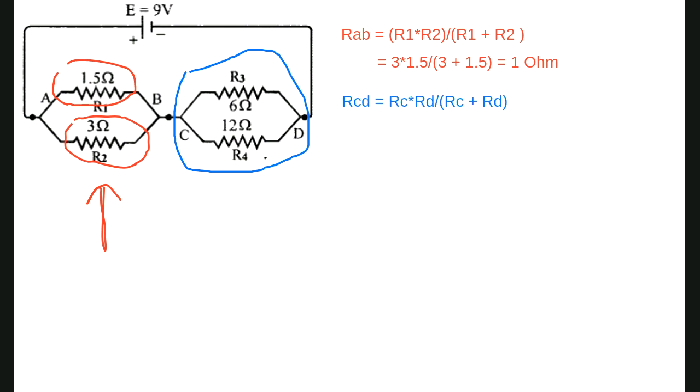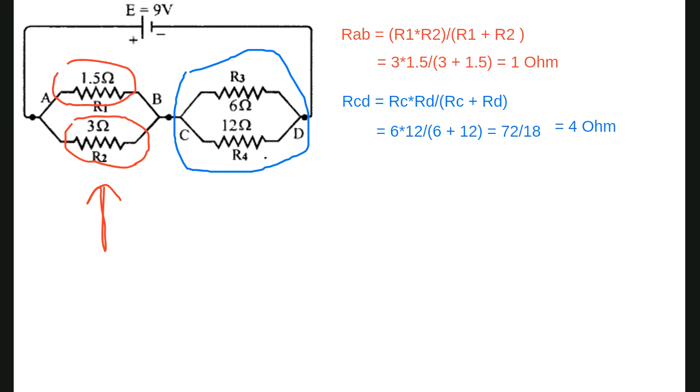Now tell me what are the values: 6 and 12. 6 into 12 divided by 6 plus 12. 6 into 12 is 72, divided by 18 equals, how much? 4 ohm. Clear, all of you? Is it making sense?